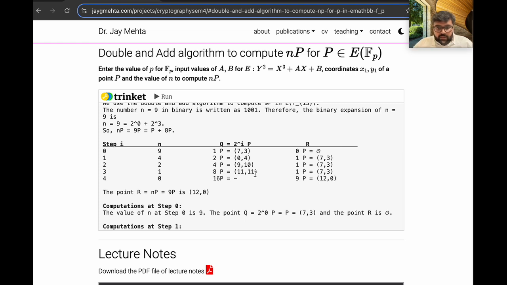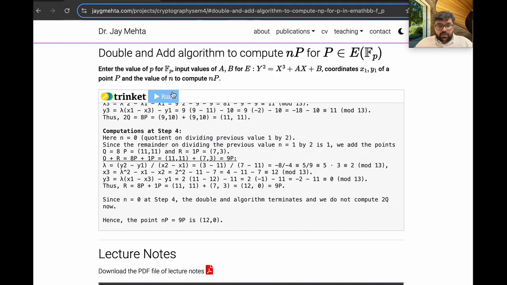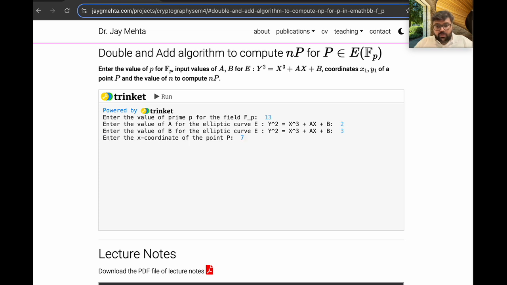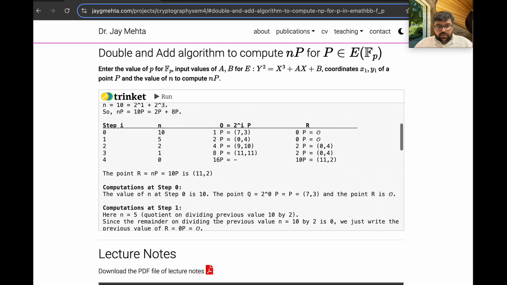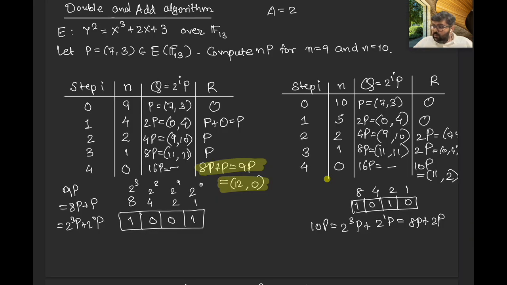So you can see you get the entire solution here. P carried forward, and here 8P, and this is 12 comma 0. Yeah, we got 12 comma 0. So 9P, that's our correct answer. So that's 12 comma 0. And let us now check 10P. So prime is 13, a is 2, b is 3, coordinates are 7 comma 3, and n is 10. So 10P is 11 comma 2. Here you can see the table, whatever we have computed, 11 comma 2. Yes, so what we have computed is correct.